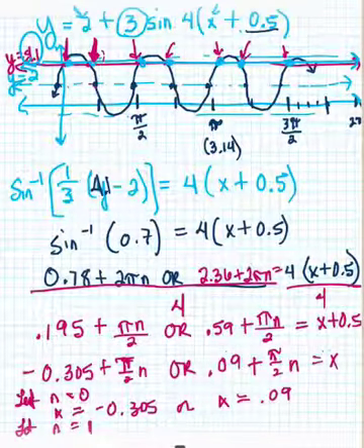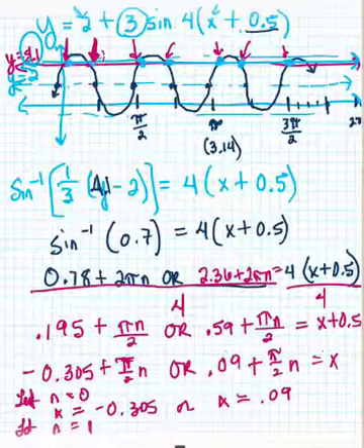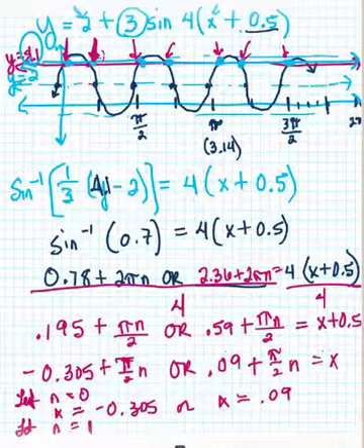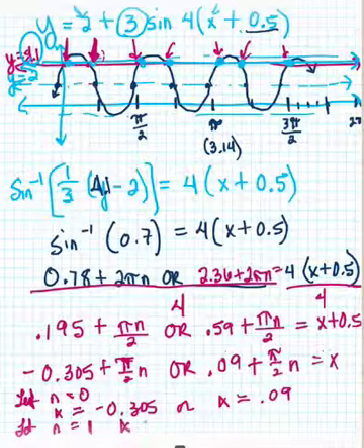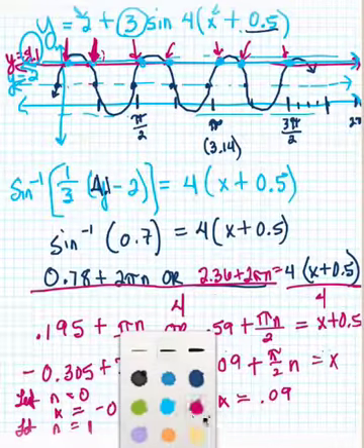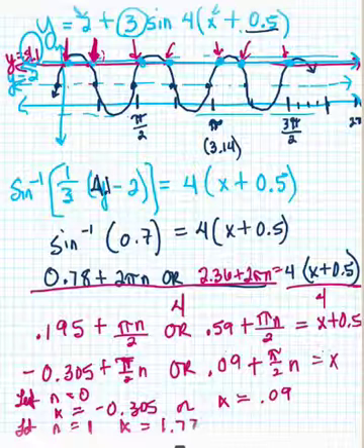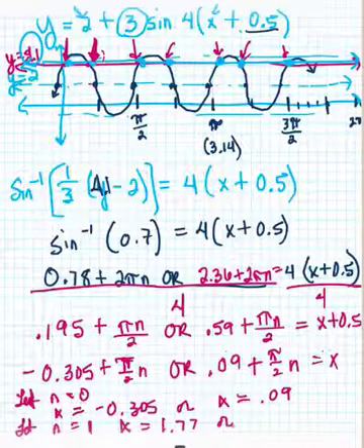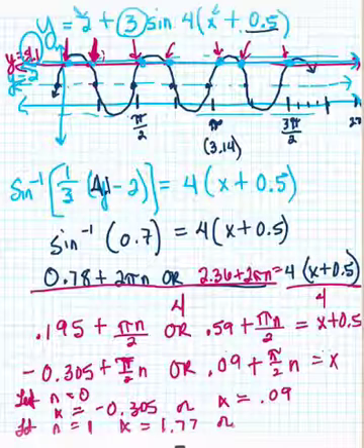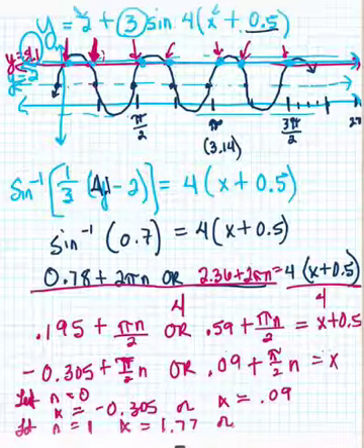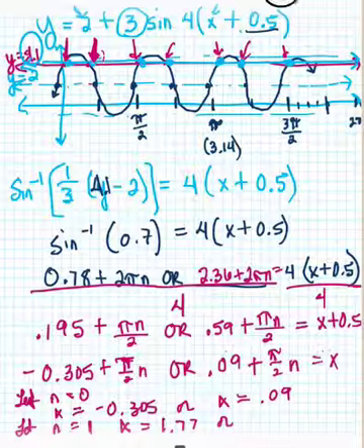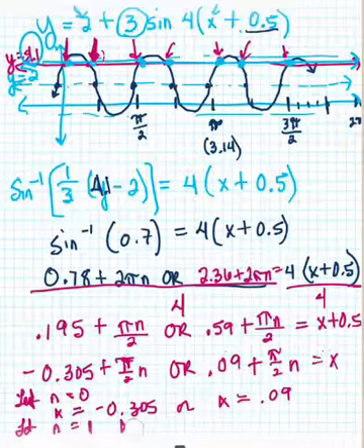0.195 plus pi times 1, so pi divided by 2, and that's going to be 1.71. All right, so we get x equals 1.77. When n is 1. How did I get that? Oh, wait, I did the wrong thing. Sorry. Hang on, I'm doing the wrong thing. That's not right.